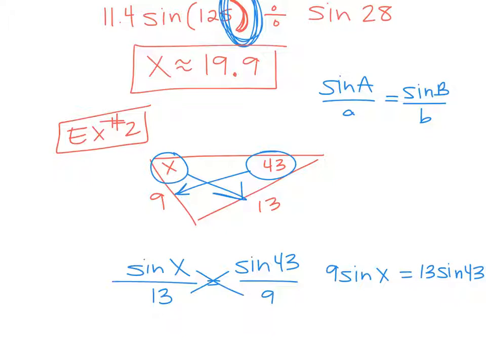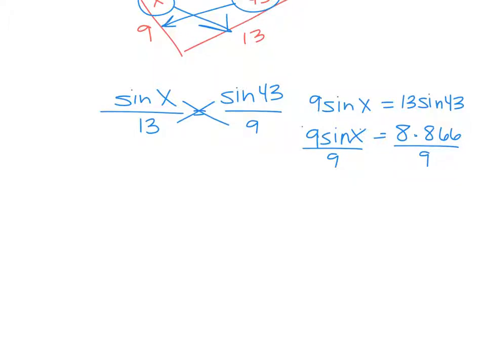At this point, you have an option again. You could plug 13 sine 43 in and hit enter. Okay, so if you plug in 13 sine 43, you would get 9 sine x equals 8 point, again, do nearest thousandth, so 866, okay? Then you would divide by 9, and again, nearest thousandth, so you get sine x equals 0.985.